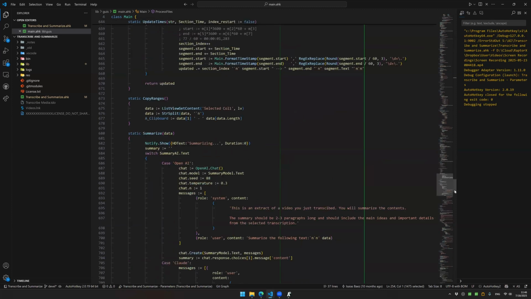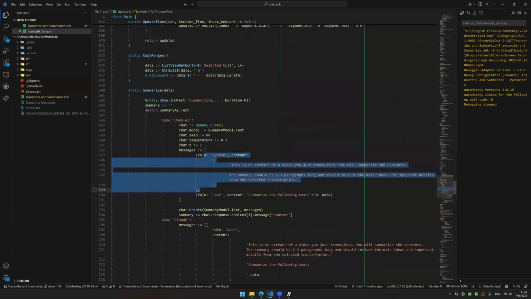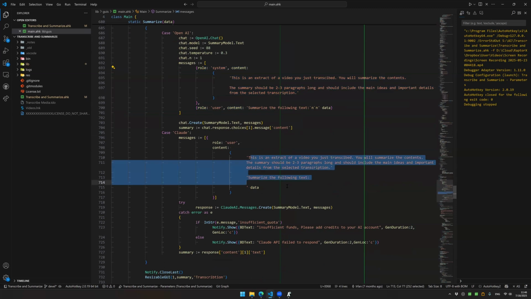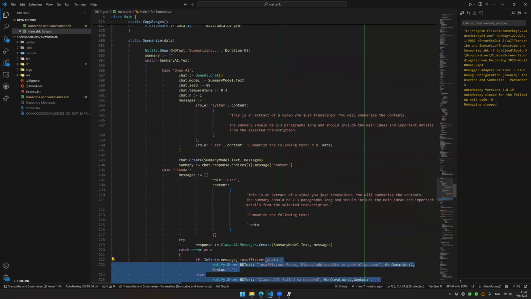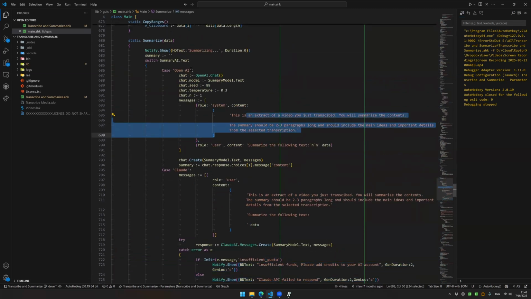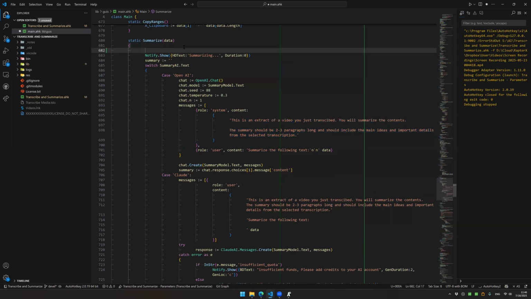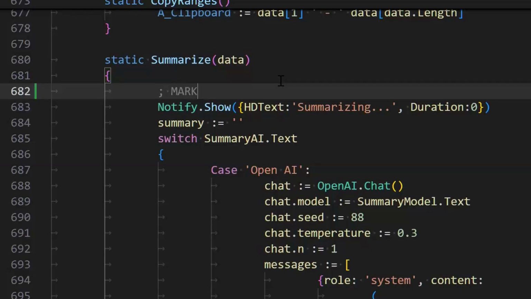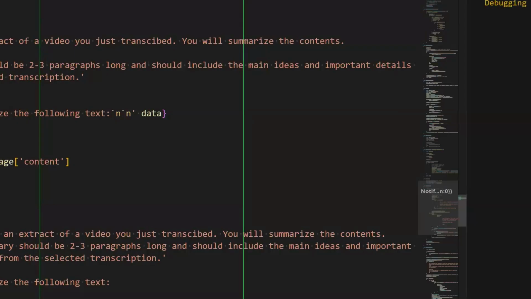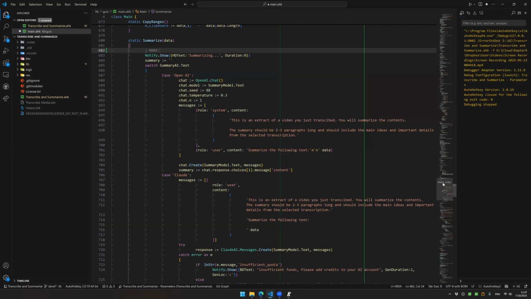So let's say I was here. I have some roles and some system prompts here. I can just write a comment, MARK, and you have to be careful because it has to be all uppercase, by the way. Then you put the colon there. And as soon as you do that, notice that on the minimap something showed up. That is kind of like a marker on the minimap.